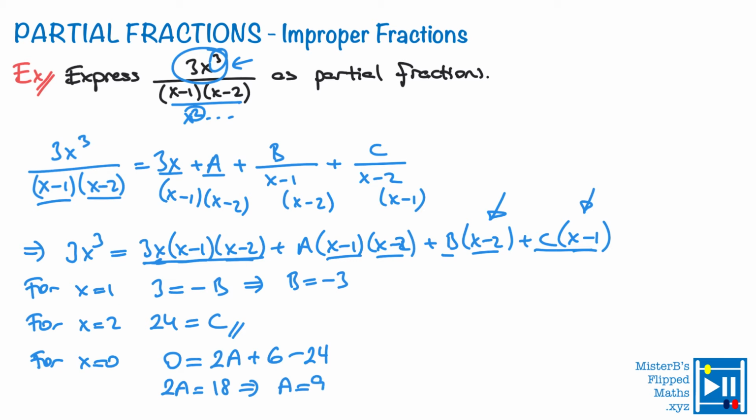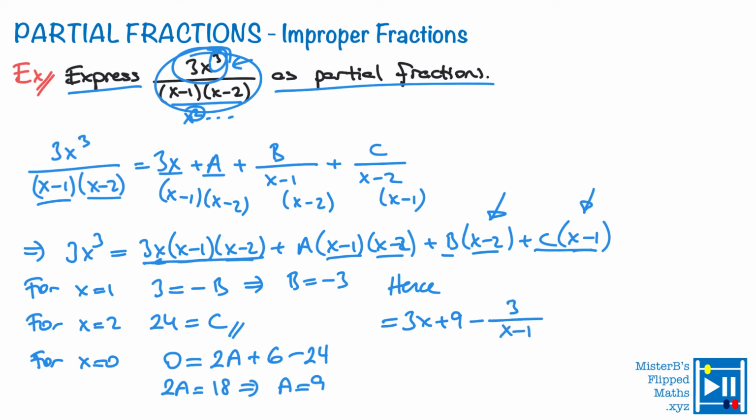Now the question is, express this fraction as partial fraction, so I have to write, hence it is equal to 3x plus 9 plus, well, b is minus 3, so it's going to be minus 3 over x minus 1, and c is positive, so I can write plus 24 over x minus 2. So this is the partial fraction decomposition of this algebraic fraction.